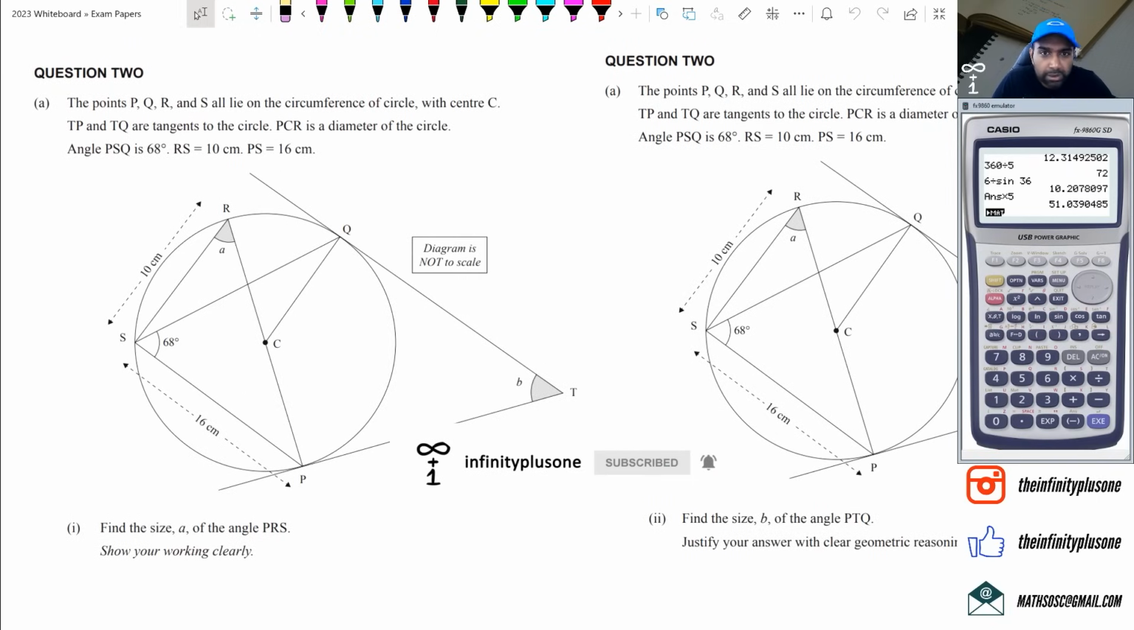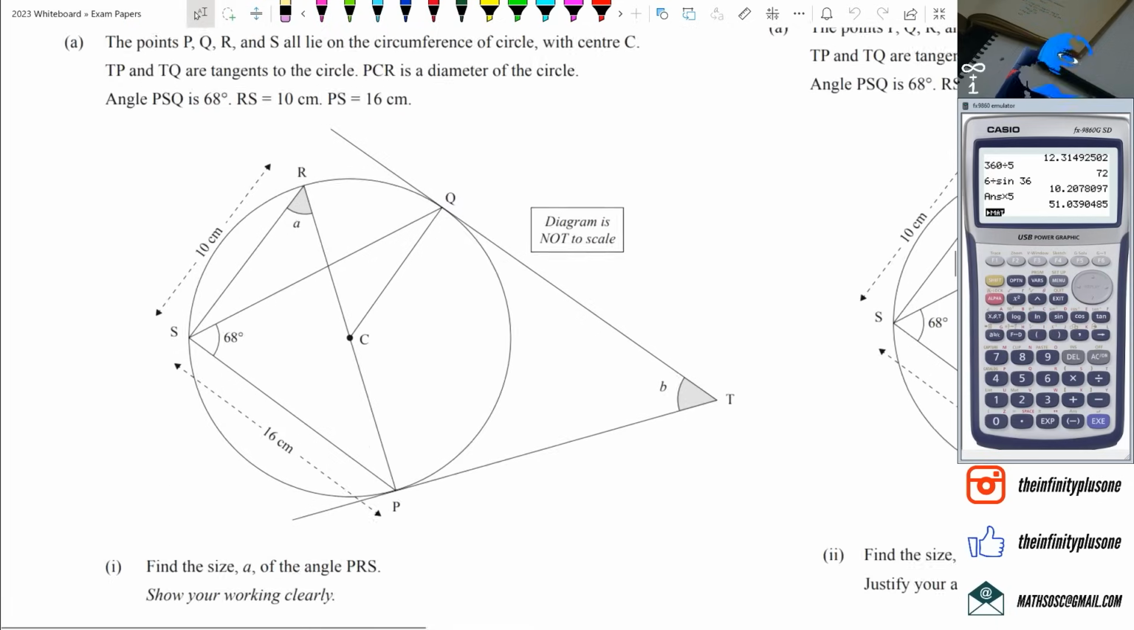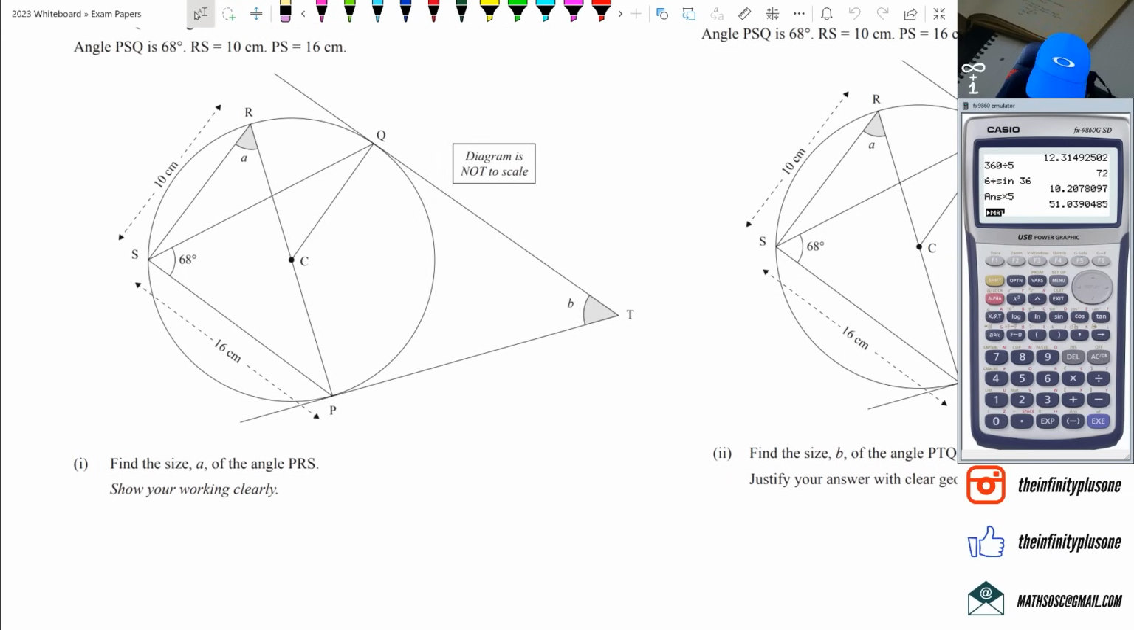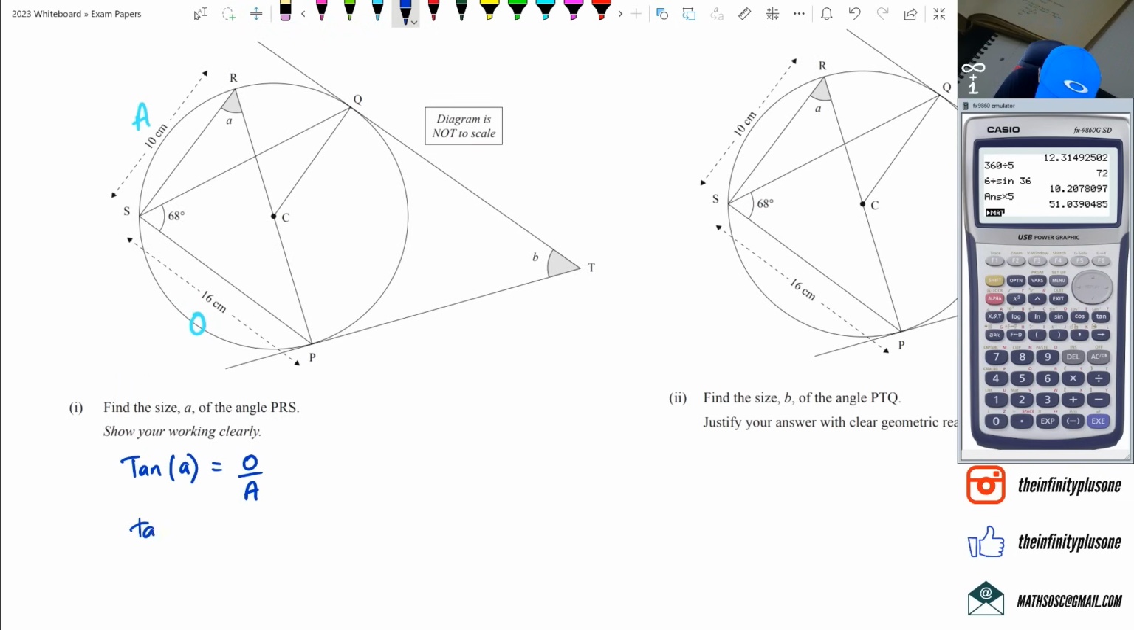Question 2a, part 1. So we're looking at finding PRS. PRS is angle A that's been given, and we've got opposite here and we've got adjacent there, so we're going to be using tan. So we're going to get tan of A is equal to opposite over adjacent. So then what we have is tan of A is equal to 16 divided by 10, and then A is equal to inverse tan of 16 divided by 10.